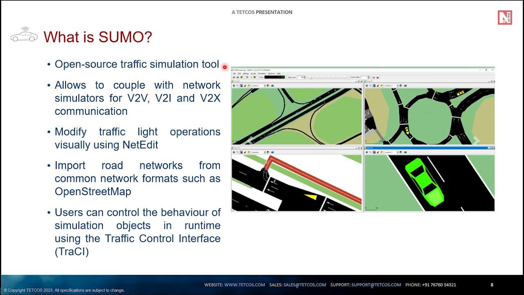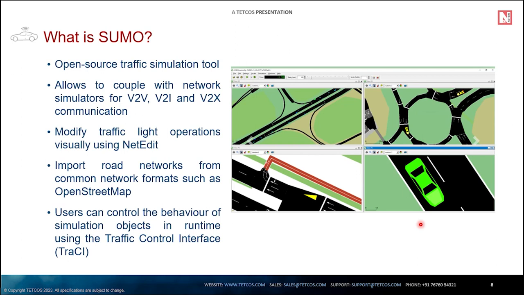SUMO stands for Simulation of Urban Mobility. It is a free and open source traffic simulation suite. SUMO allows modeling of intermodal traffic systems including road, vehicles, public transport and pedestrians. Included with SUMO is a wealth of supporting tools which handle tasks such as route finding, visualization, network import, and emission calculation.